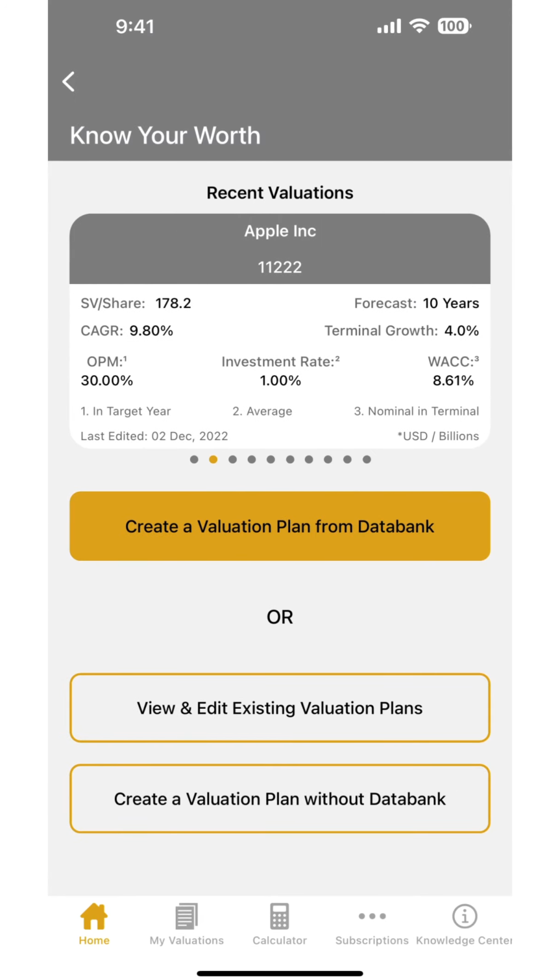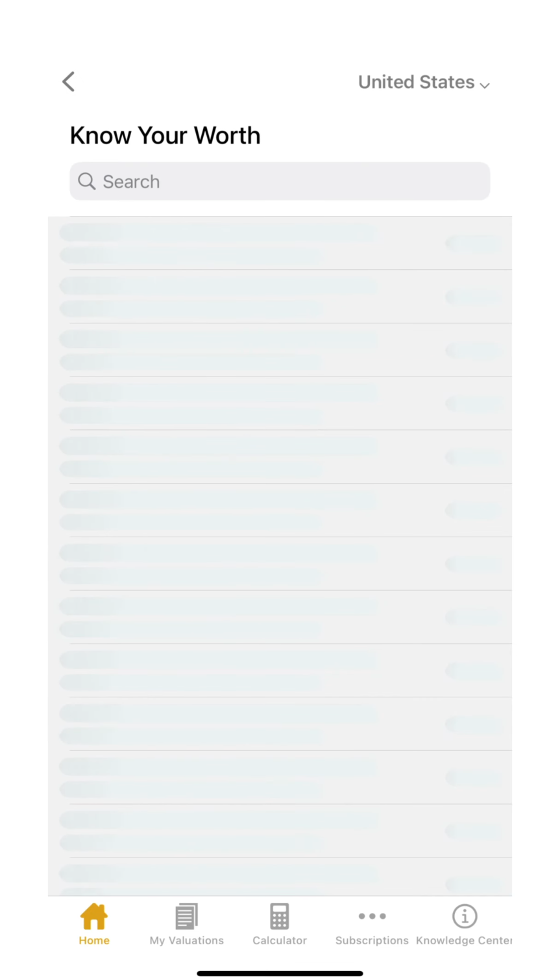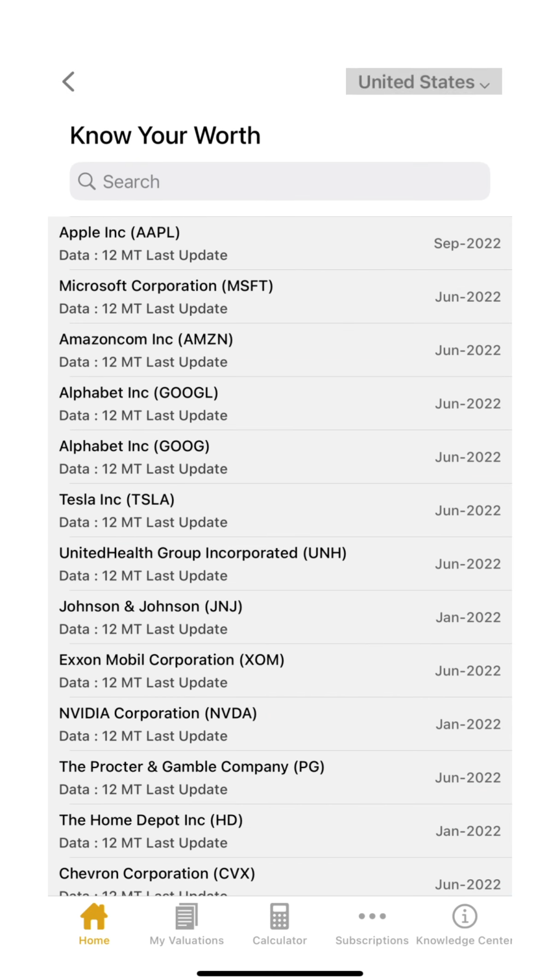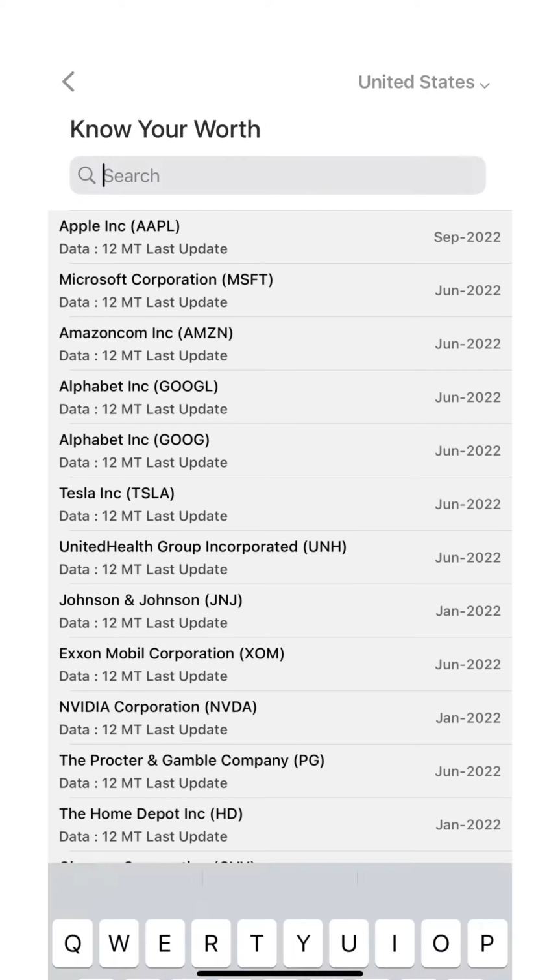Let's walk through this module step by step. Users have an option to create a valuation plan with DataBank, create a valuation plan without DataBank, or edit an existing valuation plan. Here, we create a valuation plan for Apple Inc. from the World Data Bank. We can change country databank to the respective country or exchange where the stock is listed.